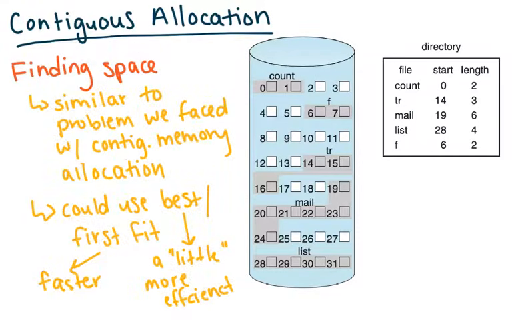So finding space. Again, this is a similar problem to what we face with contiguous memory allocation. We could use the best fit, or the first fit. Best fit is a little bit more efficient, although it's not significantly more. When it's been tried in larger systems, it's found to not be that much more efficient. Or we could do first fit. Now first fit's a lot faster, right? Because as soon as it finds a chunk that it can fit into, it's going to just fit there. So we can use those similar algorithms that we've already used before.